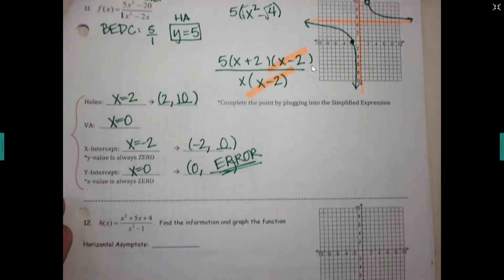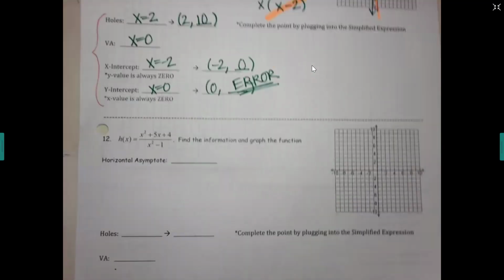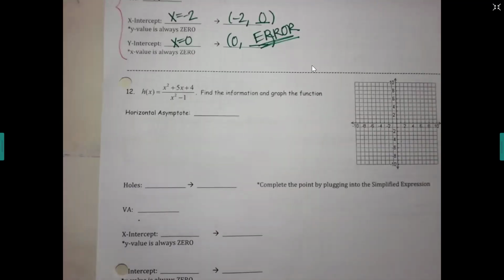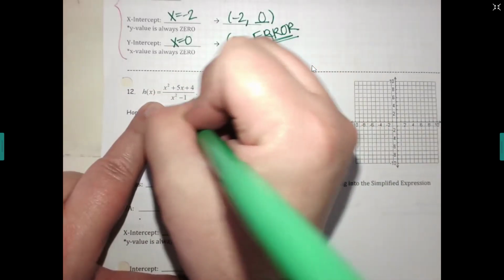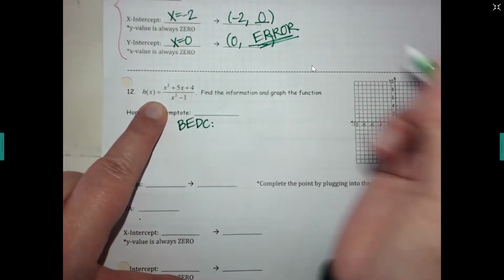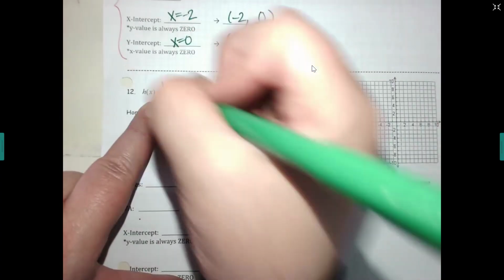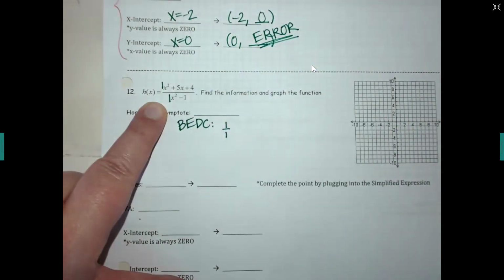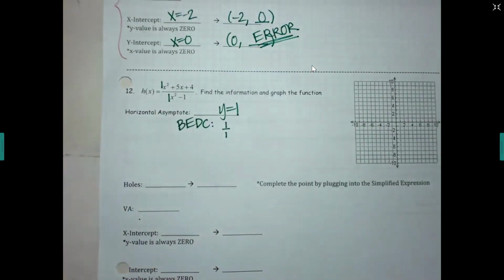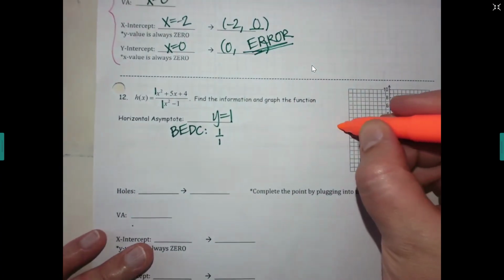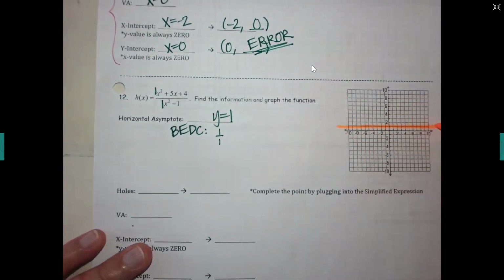Let's look at the next one. Is it a Bobo, a Botan, or a Betsy? So I have an x squared and an x squared. That's a Betsy. Then I'm going to divide the numbers in the front. That's a 1x squared and a 1x squared. What's 1 divided by 1? Then my graph cannot cross 1. So go ahead and draw that in. Your flat line at 1 should be just like that.